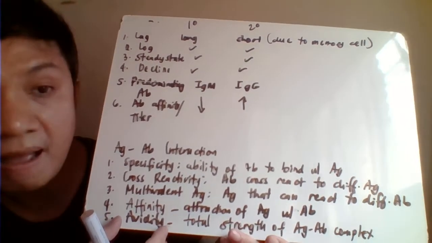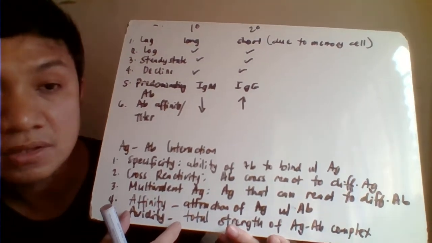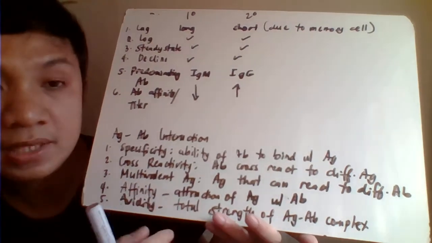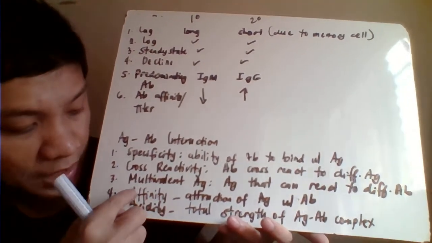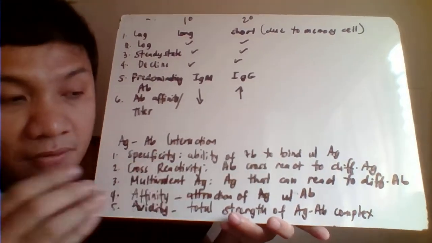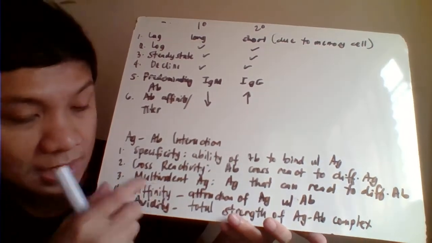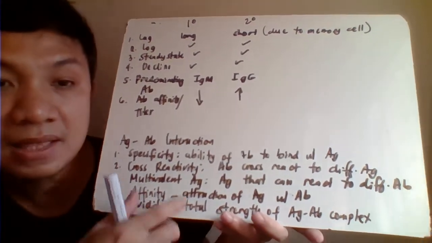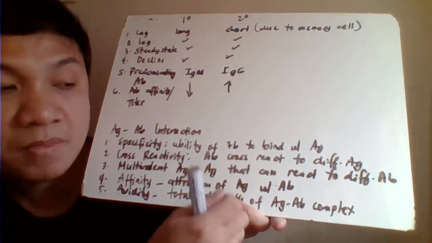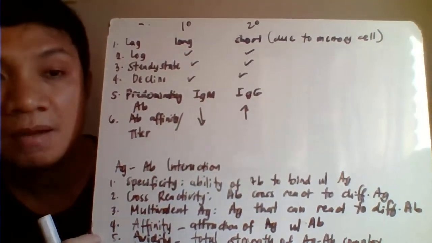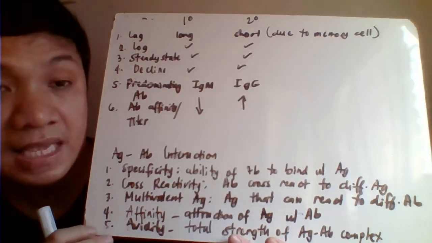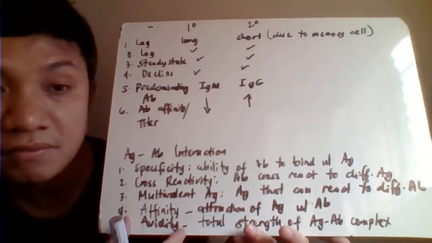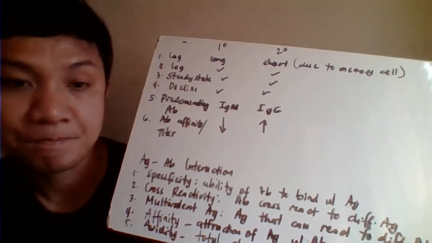Pag sinabi namang avidity, it refers here to the strength of the force of interaction of your antigen-antibody complex. Kung ito affinity, magbabind pa lang siya, the force na magbabind, that's your affinity, hindi pa nagbind. Pero pag avidity, nagbind na silang dalawa. We're able to form an immune complex primarily made up of your antigen and antibody, and the total sum of their complex force, that's your avidity.